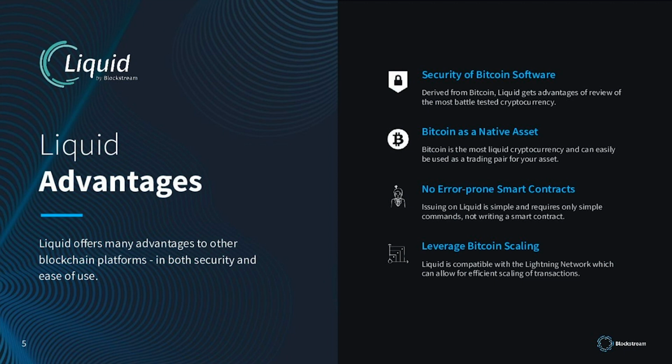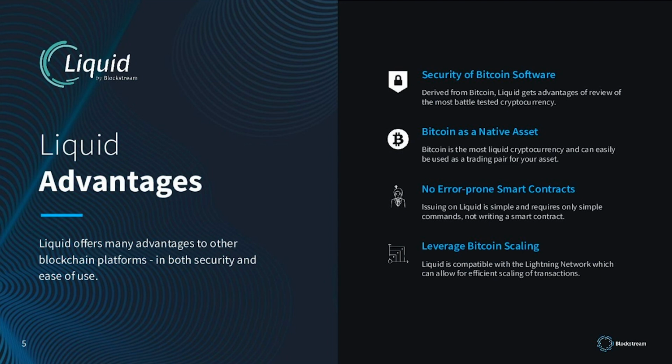Besides having the software reviewed in that process, we also have Bitcoin as the native asset. Bitcoin really is the most liquid cryptocurrency out there, and so this makes it a natural fit for being the base, the default trading pair for any asset on Liquid. So if you're doing some type of security token and you want to have it be traded, in almost all cases, even altcoins, there's always a BTC trading pair against it. And this is really nice. And Bitcoin's nice because there's no central party to trust for doing that. So you can basically get the liquidity of Bitcoin that can now be applied to your asset.